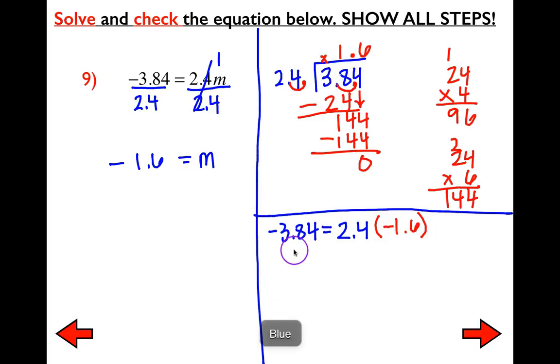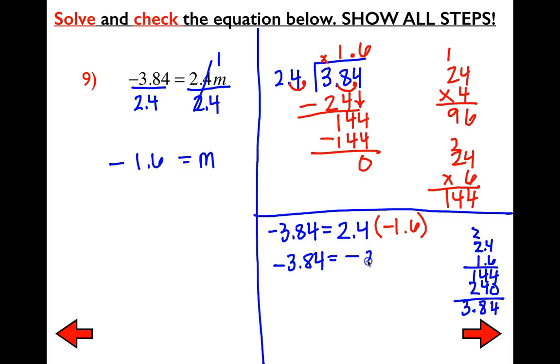So here we have negative 3 and 84 hundredths equals, well, what's a positive times a negative? Definitely a negative. I'm going to have to just check my work real quick. 2 and 4/10 times 1 and 6/10. That's 4, 2, that's 14. 1 times 4 is 4, 1 times 2 is 2.